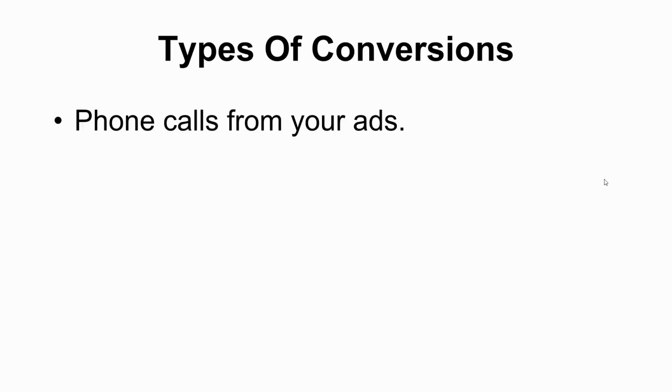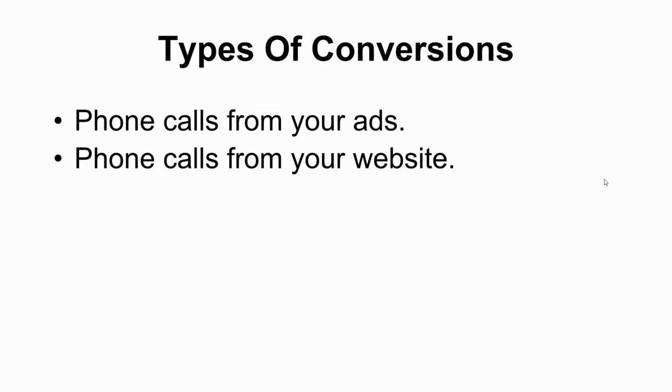So let's talk about the types of conversions that you might want to track. Phone calls from your ads. If you're running Google Ads, you're probably tracking this at least. This is the easiest to track. Someone clicks the phone number in your ad before they even go to your website. This is typically going to be tracked inside of a Google Ads campaign.